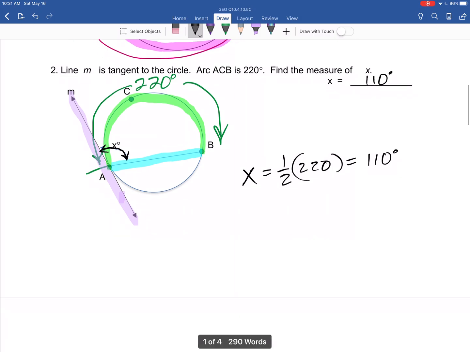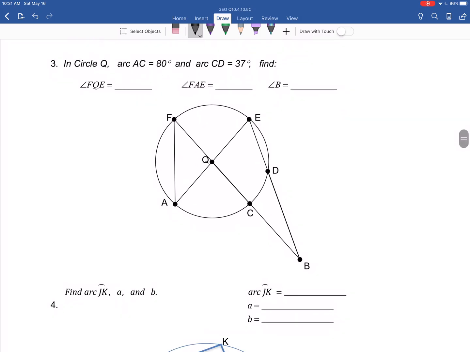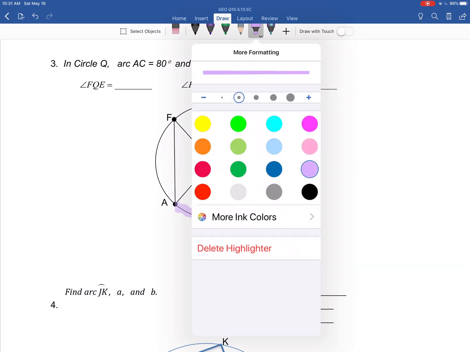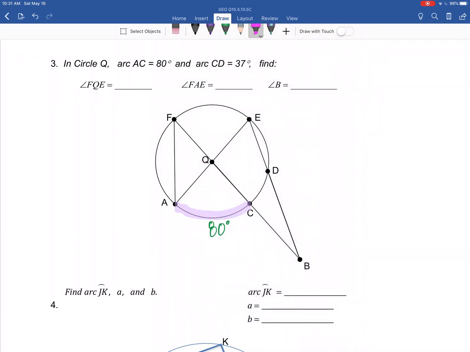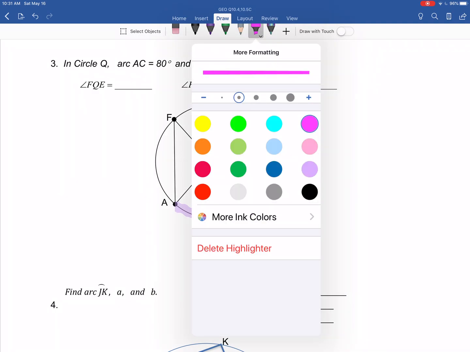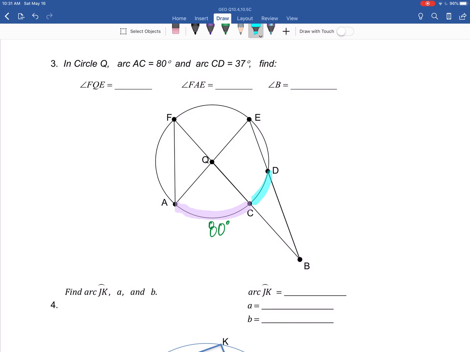Okay, let's go to 3. Now, on 3, there's a lot of stuff in number 3. I like it. Let's put the information down first. Arc AC. That's the shortest arc between A and C. That's right here. That's going to be 80, it says. Okay, good. Arc CD. That's this little one right over here. Let's do it in blue. Right here. That's going to be 37.